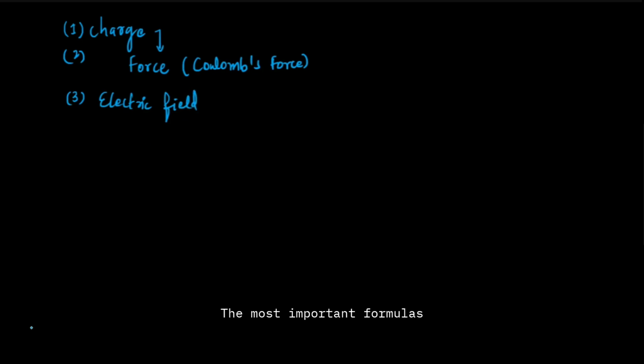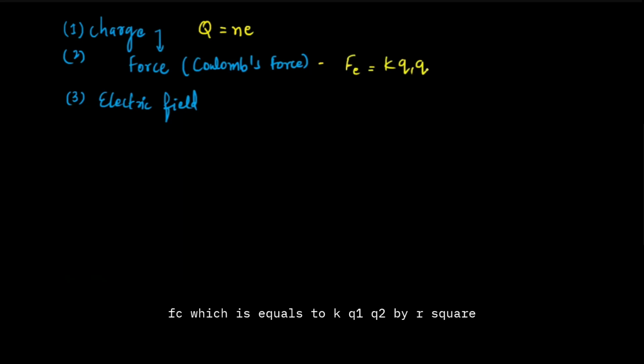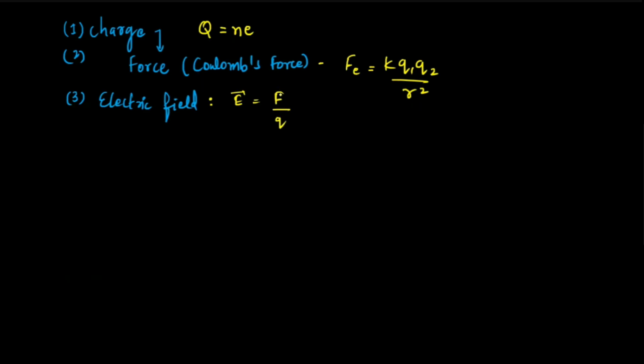The most important formulas that we need to understand here: for charge, it was Q equals n e, or you can say the quantization principle. When we're talking about force, it deals with Fe equals k Q1 Q2 by r squared, where r is the distance between the two charges. Then comes the electric field. An electric field is defined as force per unit charge, and that force is the electrostatic force. So it comes out to be k Q1 over r squared. So these were the three main formulas we studied.